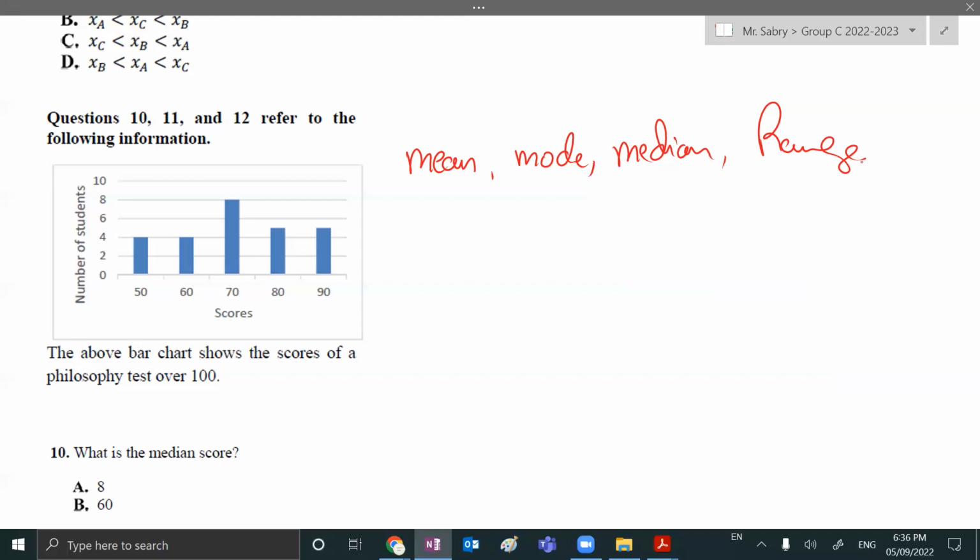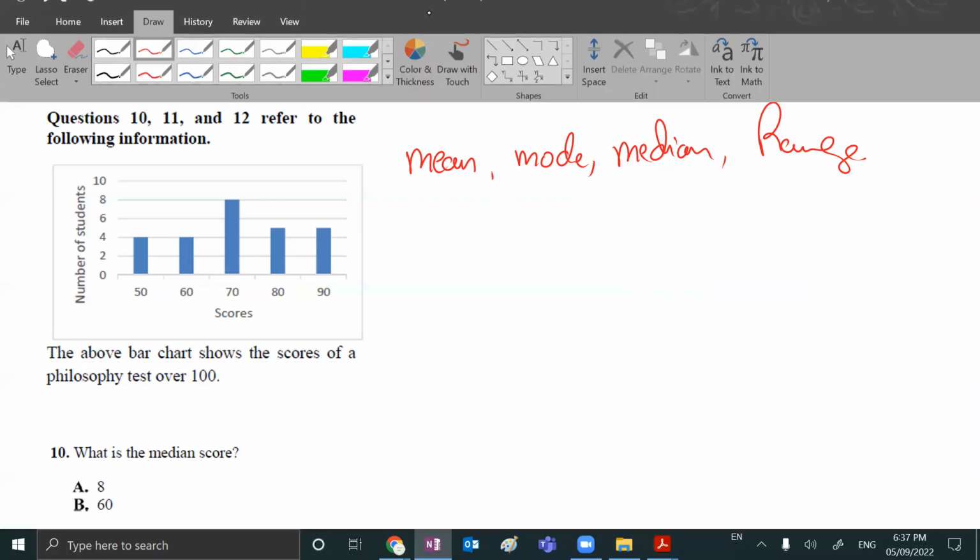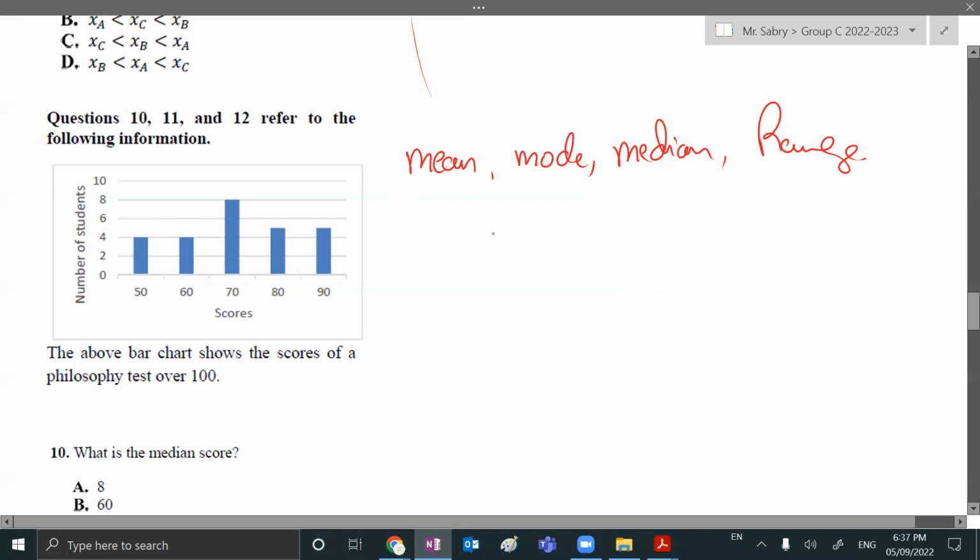Range is 40, right? It's only the mean that has something wrong. Tell me how did you do it? So I did 50 times 4 plus 60 times 4 plus 70 times 8 plus 80 times 4.5 plus 90. So what did the sum come to? Mister, I did it directly over 25, but I'll check now. Over 25. Are you sure it's 25? Yeah, because 4, 8, 16, 20, 18, 19, 20. Yeah, Mister, 25. Okay. So yes, it's true.